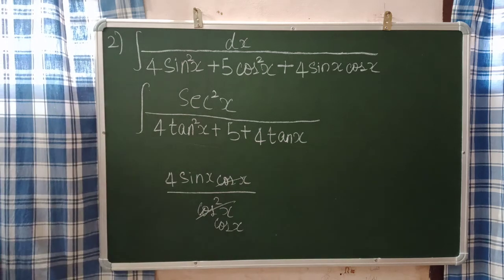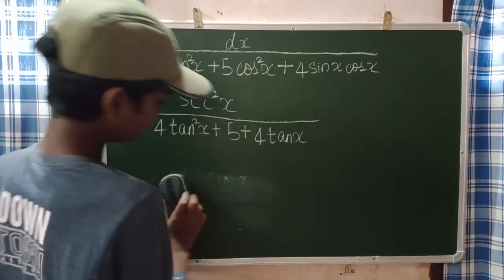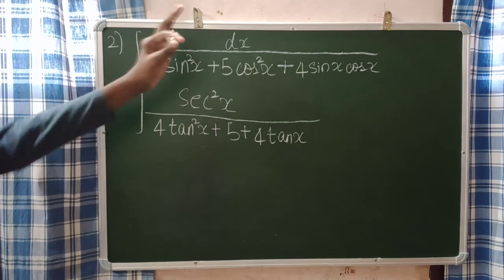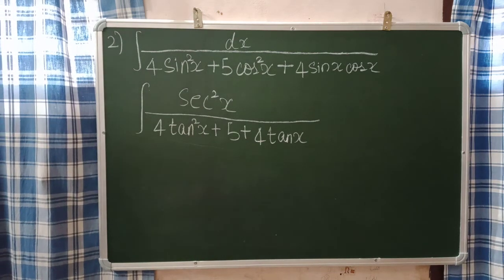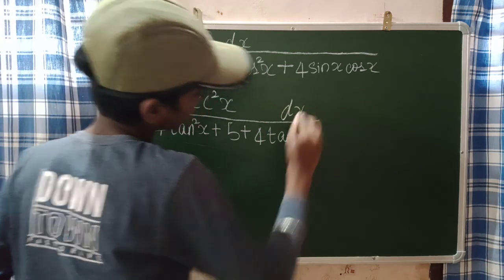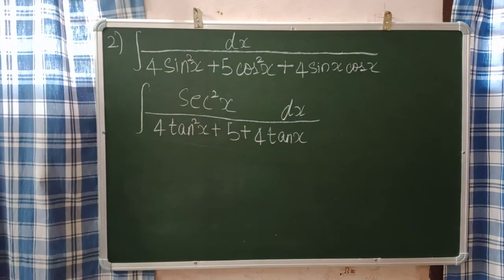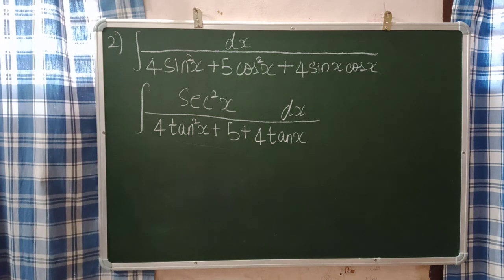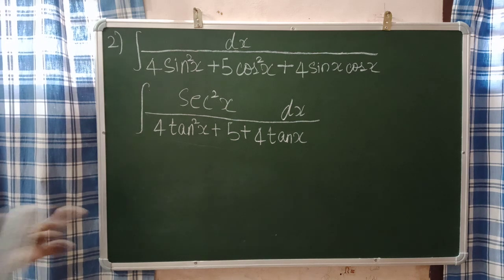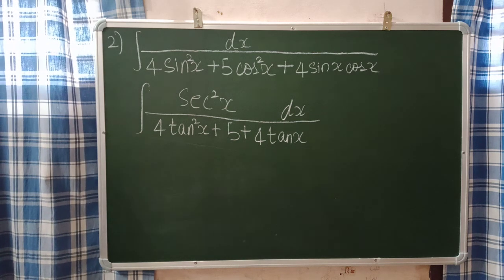Now I'll take the duster. So this is what we got when we divide cos square x on both numerator and denominator. The next step which I'm going to do is, here I need to write the dx, right? So dx. Then I'm going to do the substitution. But before that, there's one important method to do. Before going to substitution, there's an important method to go.